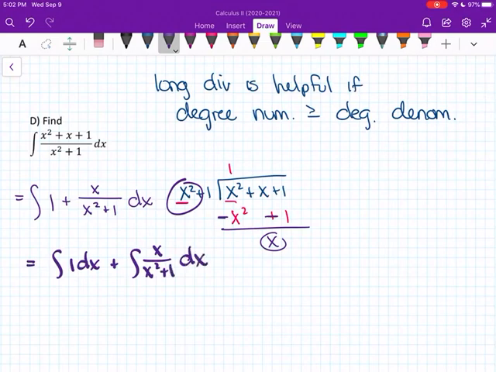I have no idea why my pen started writing thicker. It's very interesting, but that's okay.